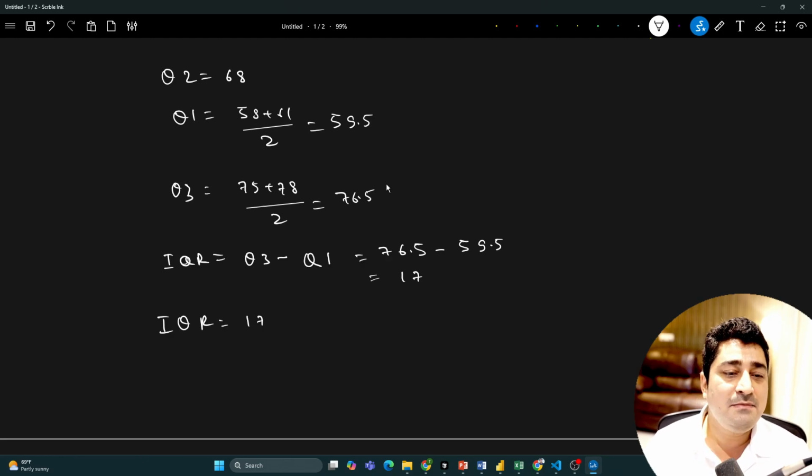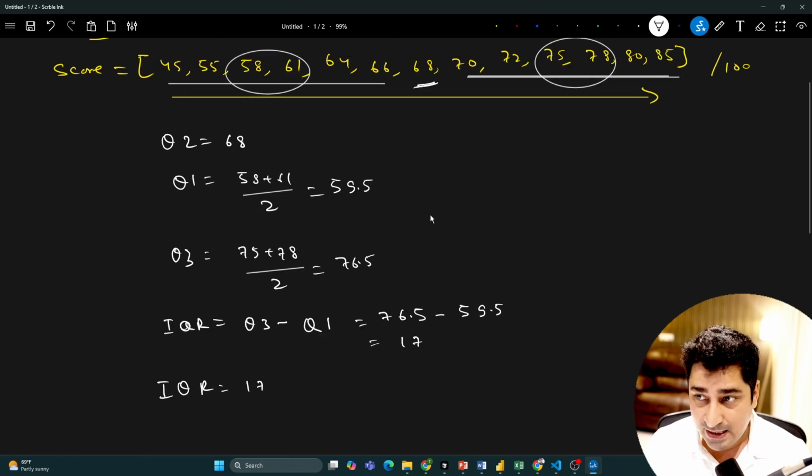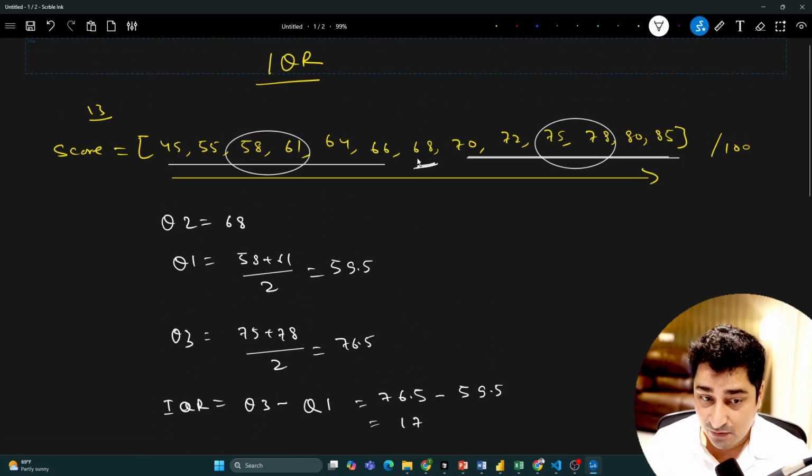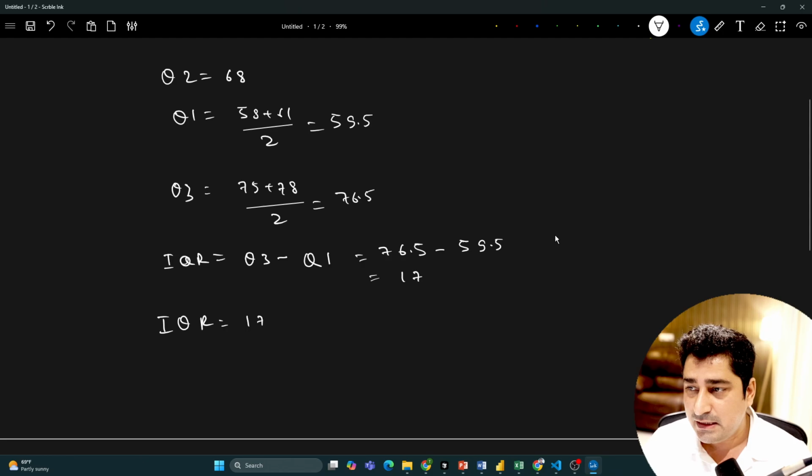And this simply means the middle 50% of the students. For whoever has given the exam, I have a record of the score they obtained in this particular exam out of 100. So I can claim that 50% of the students scored between these two numbers. This is something which IQR is going to tell you.